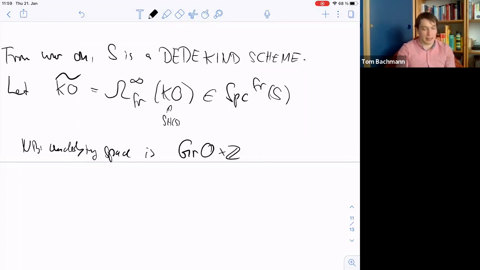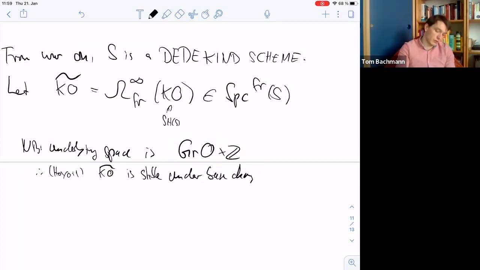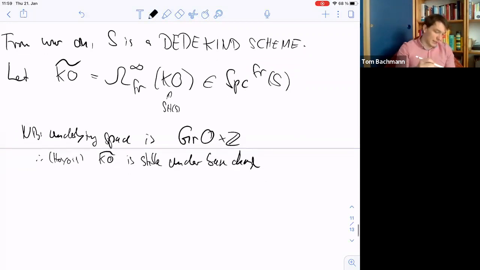And so you see this guy in particular is just a Grassmannian, so it's stable under base change. And therefore, by an argument due to Marc Hoyois, you learn that this KO tilde is stable under base change. The argument is that base change of framed spaces commutes with the forgetful functor, which is not obvious, but I can also explain why. Let's just assume some facts, let's believe something.